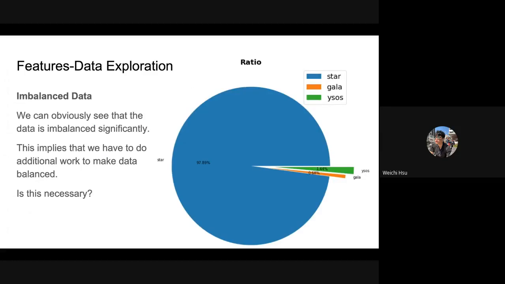Okay, I would like to show the data structure. Firstly, we can focus on the imbalanced data. I plot the ratio of each label. We can see the star contributes almost 98% of all data.